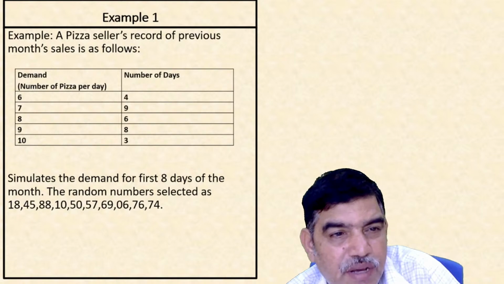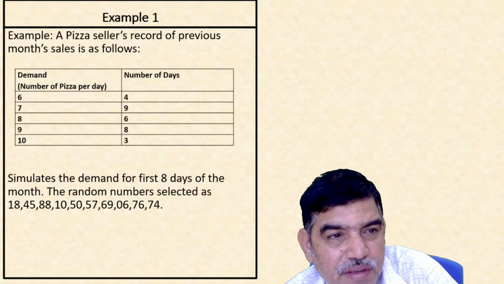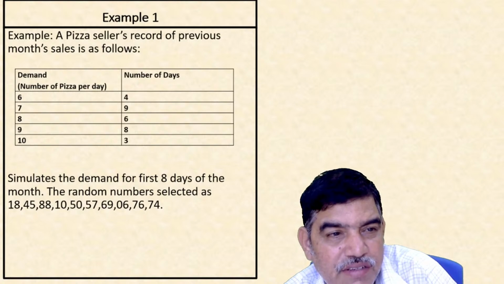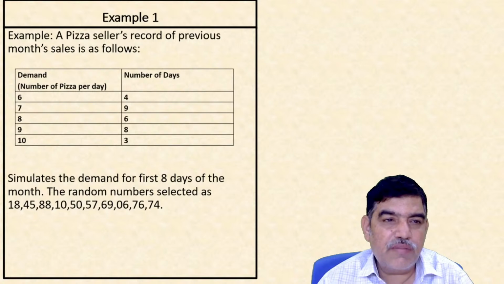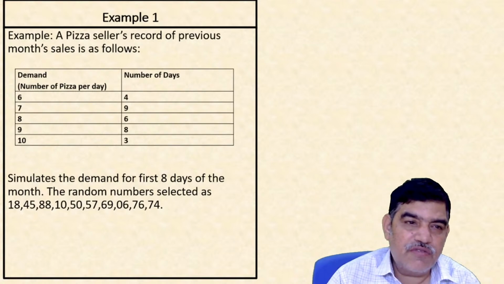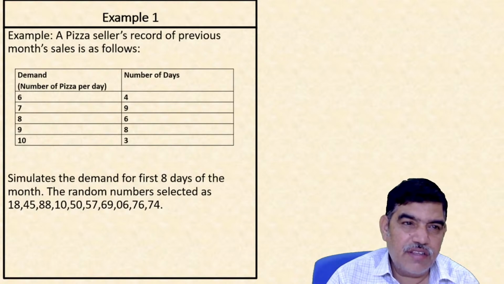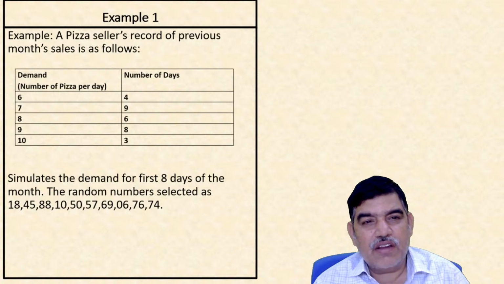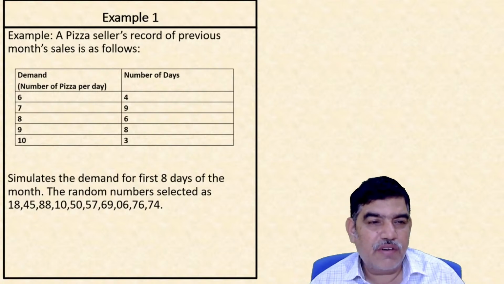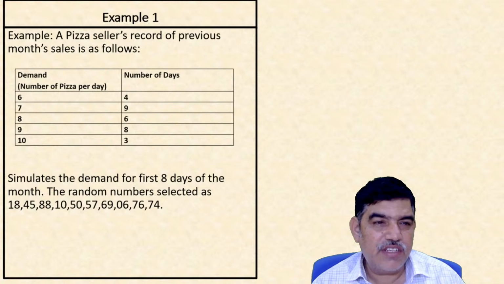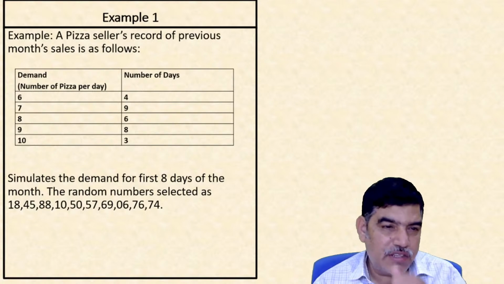Demand, number of pizzas per day, is the left hand side column, and the right hand side column is number of days. When the demand is 6, the number of days is 4. When the demand is 7, the number of days is 9. The demand is 8 for 6 days. The demand is 9 for 8 days. And the demand is 10 for 3 days. The demand increases 6, 7, 8, 9, 10 in this way.